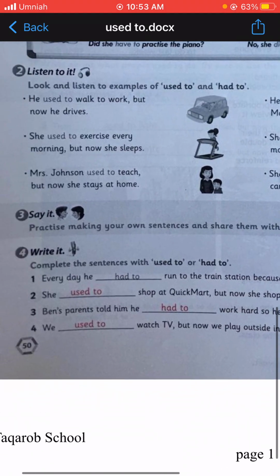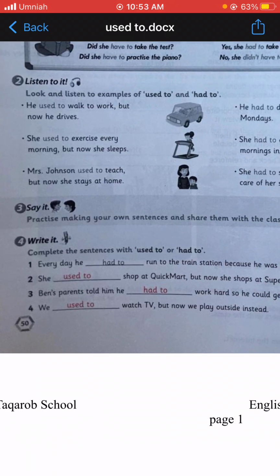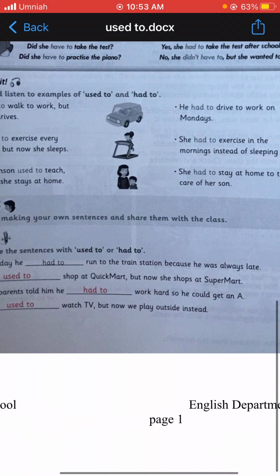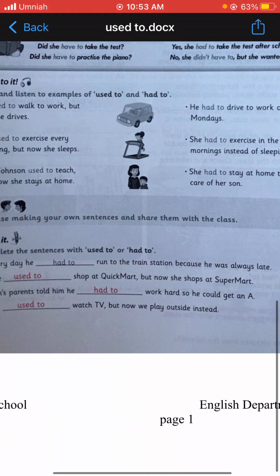Here we have exercise at the bottom of this page. Yes, page 50. Complete the sentences used to or had to. Who's going to read sentence number 1? Excellent. Every day he ran to the train station because he was always late. Excellent. So every day we cannot say used to. This is impossible. Every day he had to run to the train station because he was always late, according to the meaning.